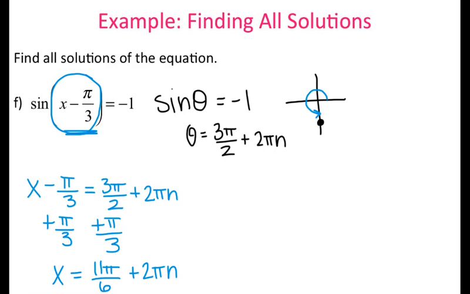If you'll notice, I didn't add the pi over 3 to the 2 pi n because you're really just combining like terms, and pi over 3 is just some number, just like 3 pi over 2 is just some number. X is a variable, and 2 pi n also has a variable, so you can only combine your numbers with other numbers. And that is your solution for this problem. Let's do another one.